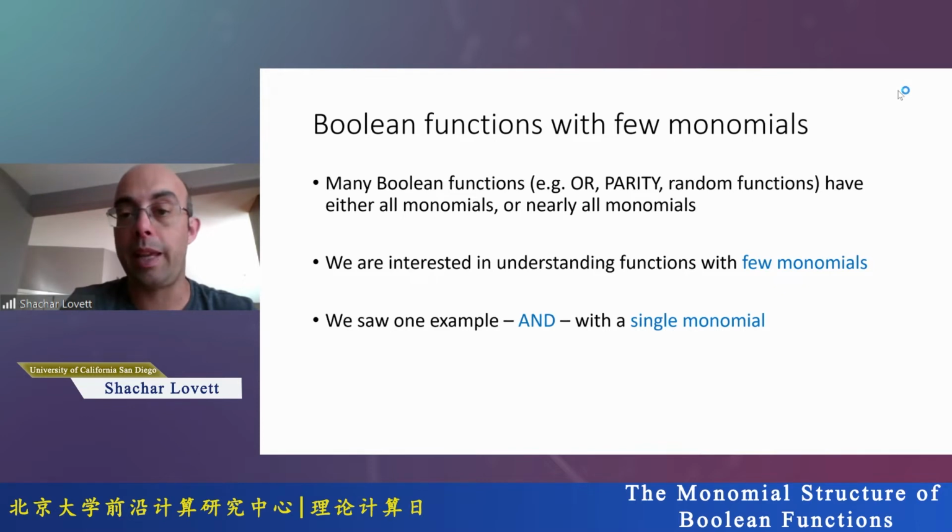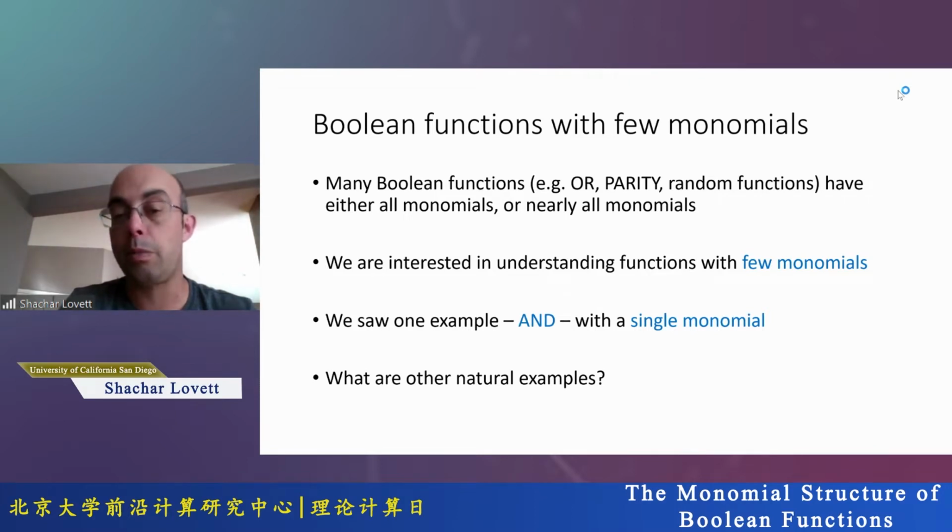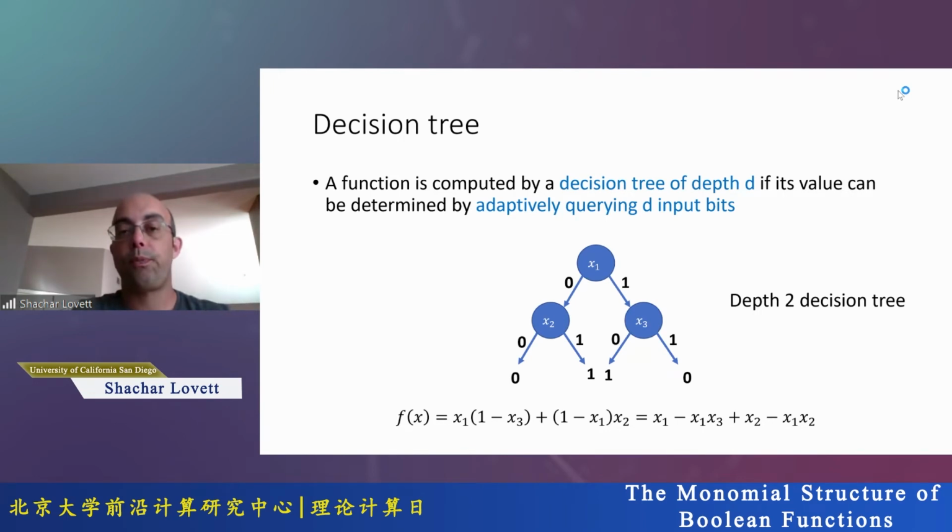So we saw one example: the AND function has a single monomial, and of course you can take the AND of all the variables or a subset of the variables. It's going to be a single monomial. And the question is, are there other natural examples beyond the AND function? And I'm going to show you one more example, or family of examples, coming from decision trees.